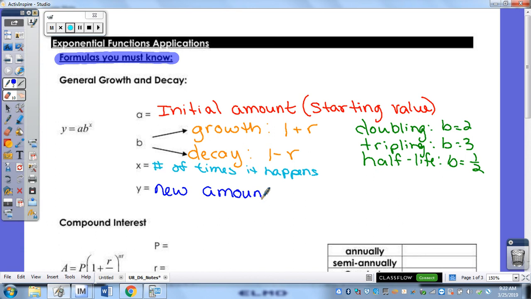So then Y is just your new amount. What does it end up being at the end? So again, that's the one we've done before. Y equals a times b to the x.